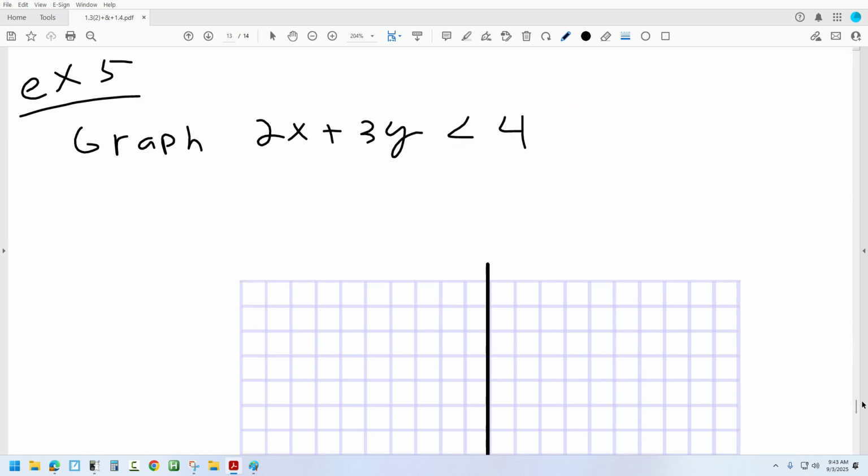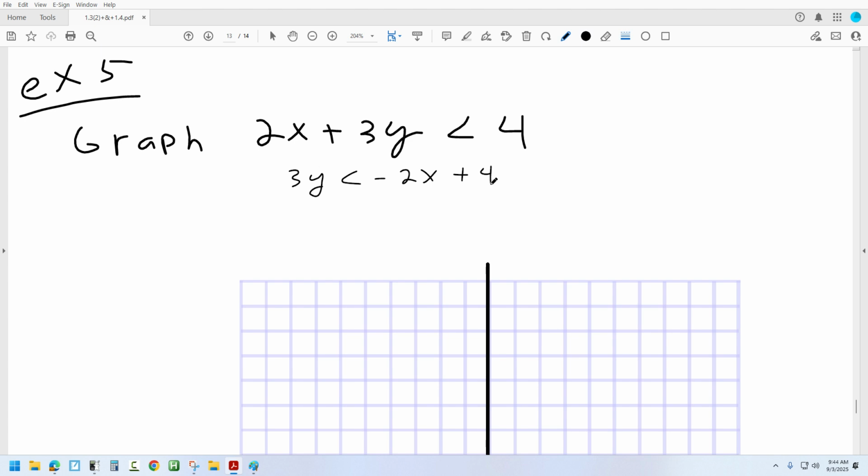So it says to graph 2x plus 3y is less than 4. Okay. What would be my first step? Yeah, go ahead, Jackson. Subtract 2x from each side. Okay, so if we subtract 2x from both sides, we get 3y is less than negative 2x plus 4. All right, can you keep going with that? Then divide each side by 3.